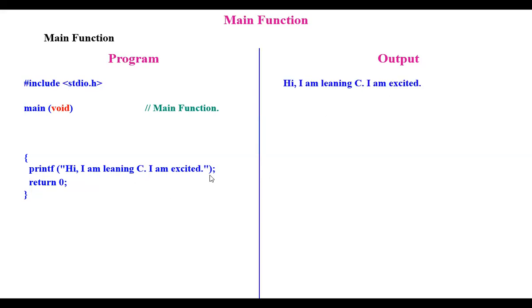It works out in the same way. Hi, I'm learning C. I'm excited. The same thing is printed here. So there is no necessity of whether you write void or just leave it empty. Clear? Next, you can also write int and void. This also works in the same way. No difference. Once you execute this, the same thing is output here.